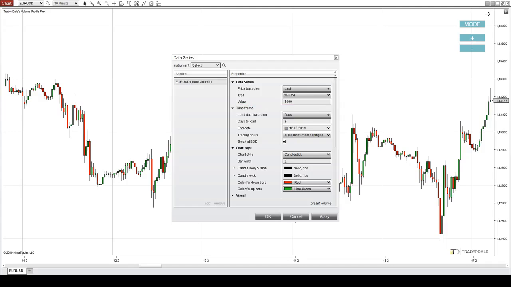Currently I'm using Kinetick data and it's showing quite big values for the volumes. If you are using FXCM, it's quite okay to use, for example, a value of 5 or 10,000 in here. But because Kinetick is giving me such crazy numbers, I'm not really sure why, I need to use a very high number, which in this case will be 50 million. And let's load 200 days.